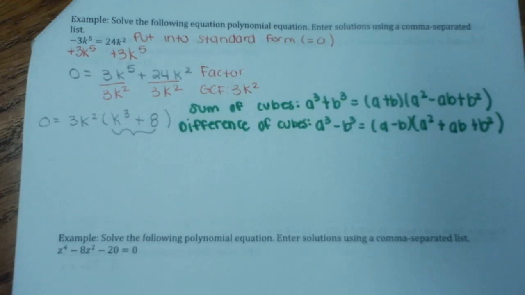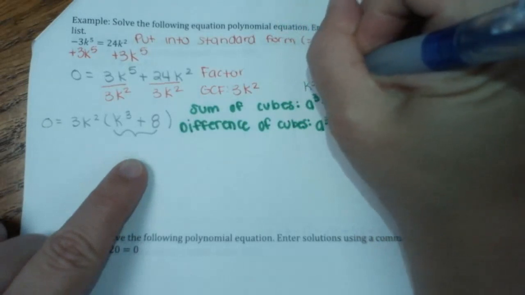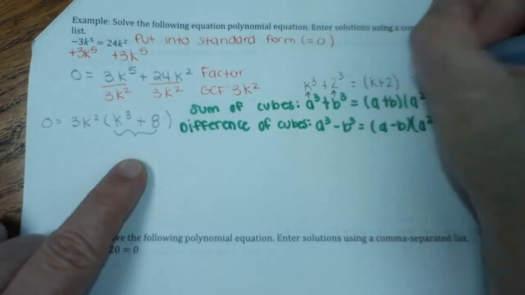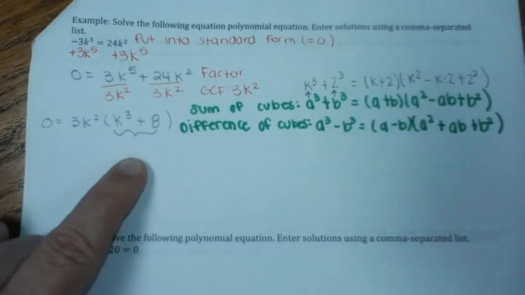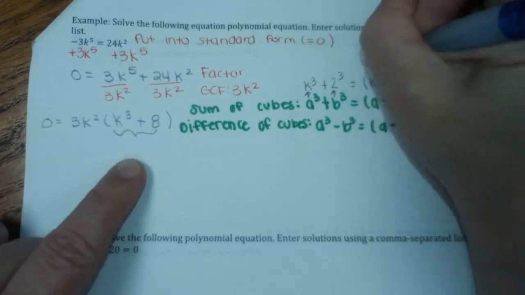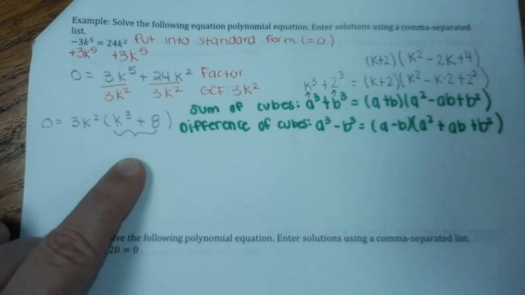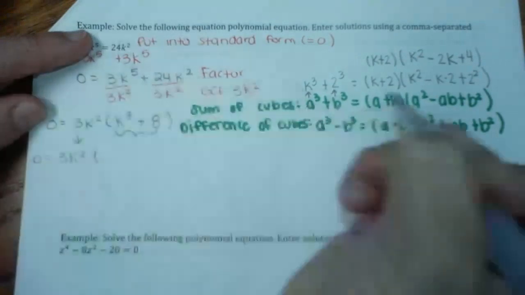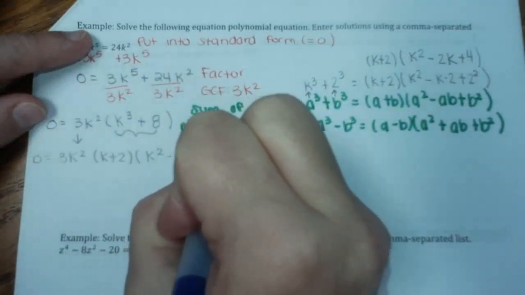All right, so here for a cubed plus b cubed, kind of working backwards, we have k cubed plus 8, which would be 2 cubed. So a is k, b is going to be 2. So wherever I see an a, plug in k, wherever I see a b, plug in 2. So k plus 2 times k squared minus k times 2 plus 2 squared. So again, working up instead of down, we have k plus 2 times k squared minus 2k plus 2 squared, which will give us 4. So you factored this thing. So we have 0 equals 3k squared, just bringing this down. Then we factored it into k plus 2 times k squared minus 2k plus 4.